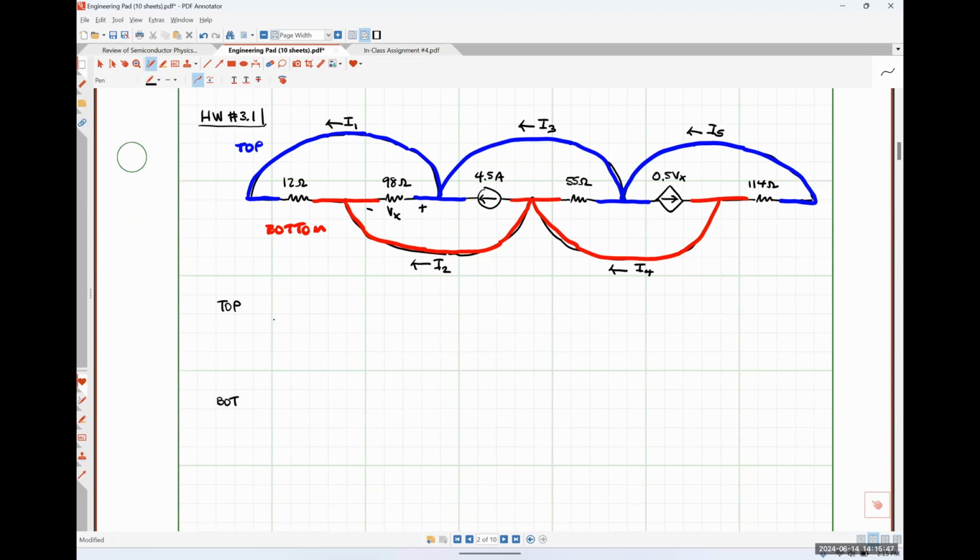So between the top and bottom nodes, we have that 12 ohm resistor. So let's put it right here. Between the top and bottom node, we have a 98 ohm resistor. Between the top and bottom node, we have that independent current source. And the current is flowing from the bottom node to the top node. So I'm going to put the arrow like this. Between the top and bottom nodes, we have the 55 ohm resistance.